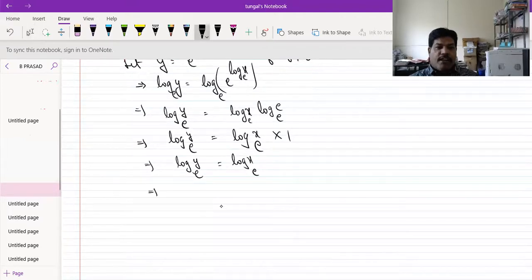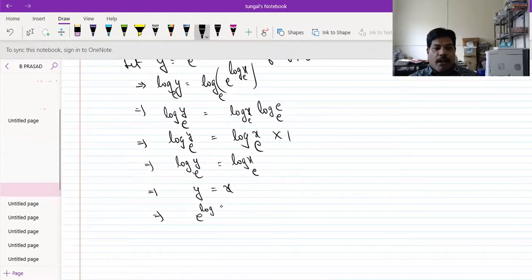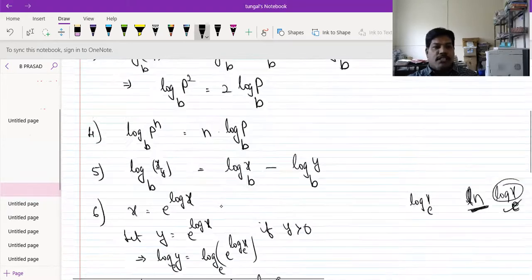So if you equate the two values here, it will become y is equal to x. But what is the y value you have taken? Y is equal to e power log x. So the y value, e power log x, is equal to x. So see, these are formulas, students.